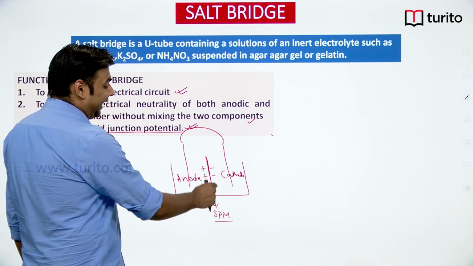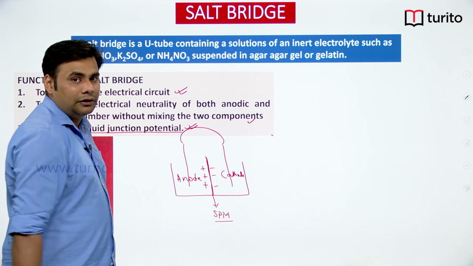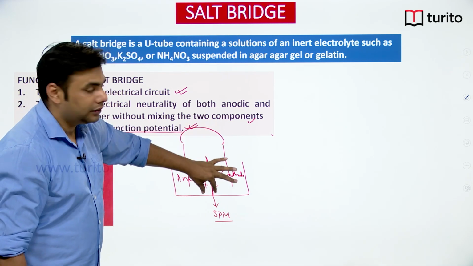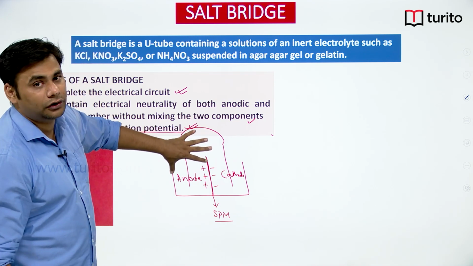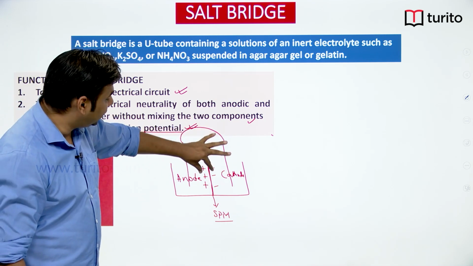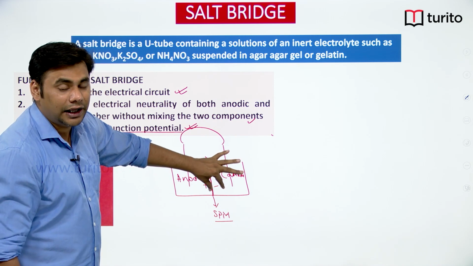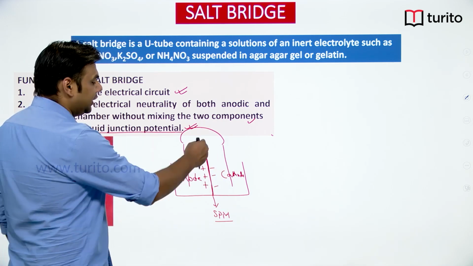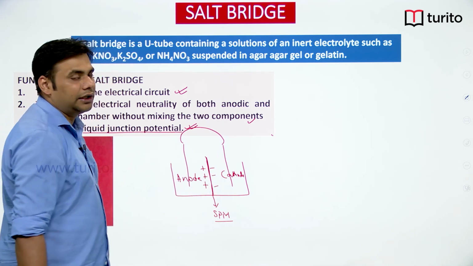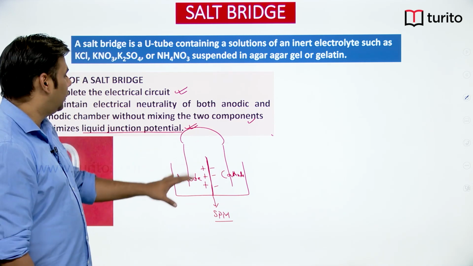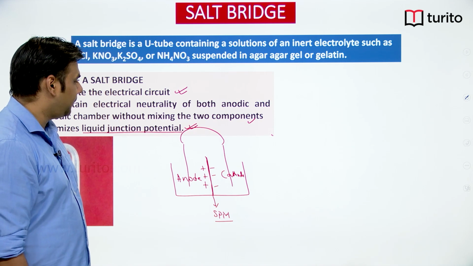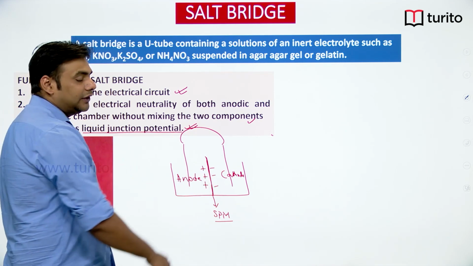So there would be an electrical double layer that is set up again. This would lead to a potential that would decrease the overall potential of the cell. This is basically called the liquid junction potential. At the junction of the two liquids, a potential is developed which will decrease the overall EMF of the cell.